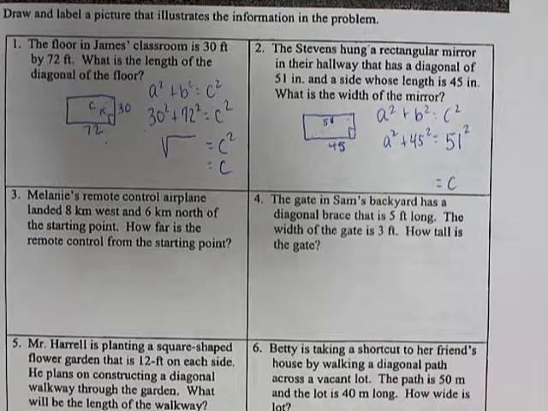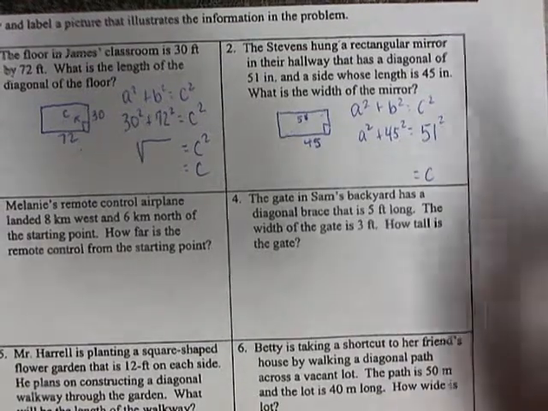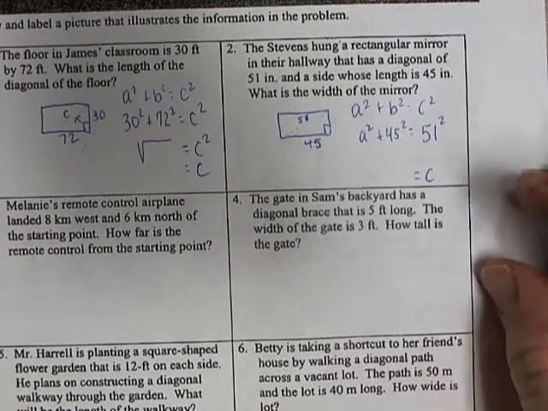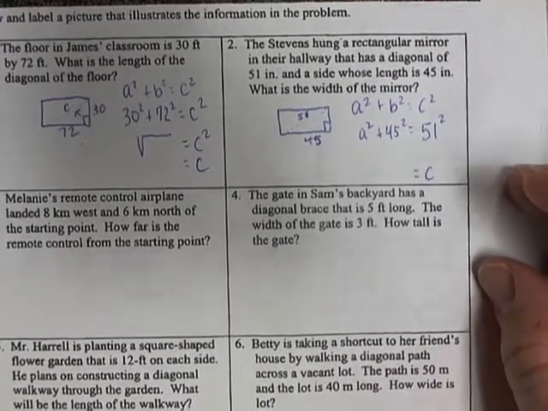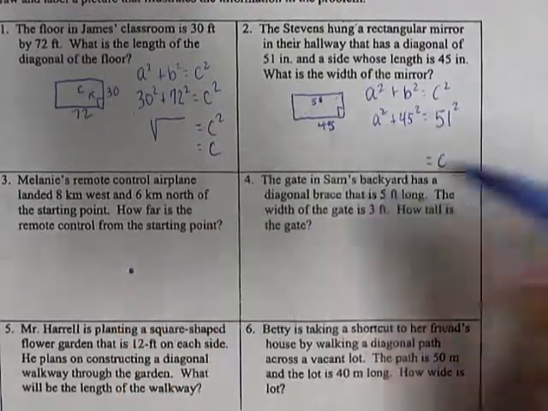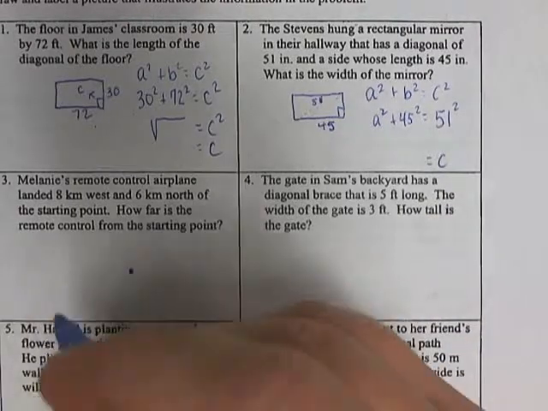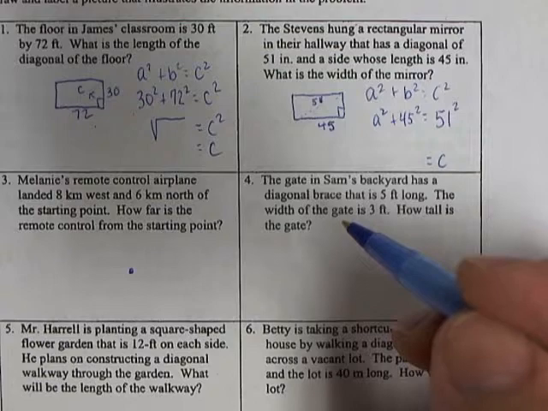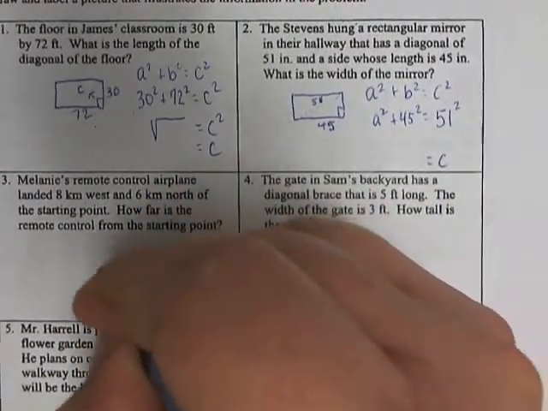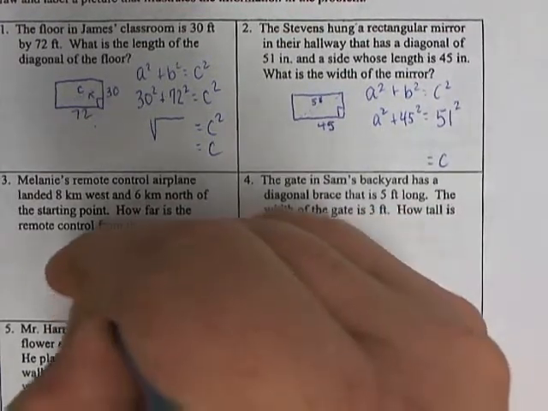Next question. Melanie's remote control airplane landed 8 kilometers west and 6 kilometers north of the starting point. So here's the starting point. Just put a point on your page. Then we're going to mark 8 kilometers west and 6 kilometers north. So 8 kilometers west and 6 kilometers north.